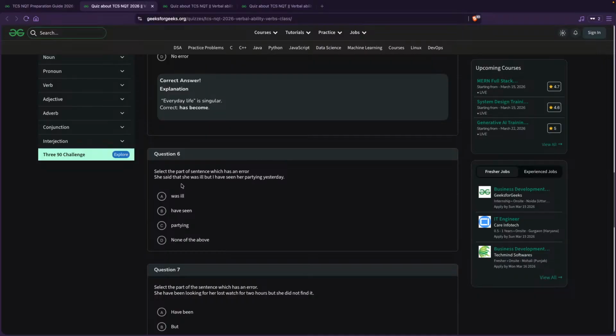Select the part of the sentence which has an error. She said that she was ill, but I have seen her partying yesterday. Oh my God. What is she doing?